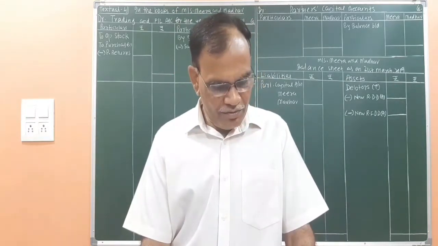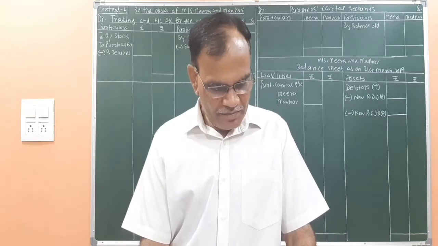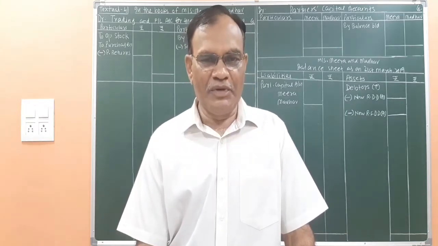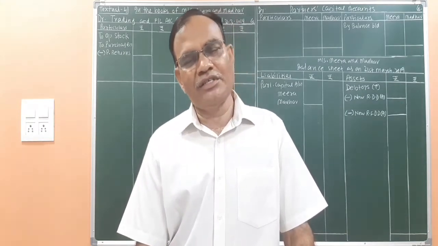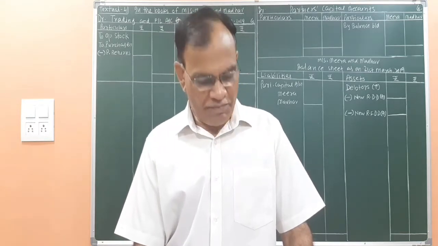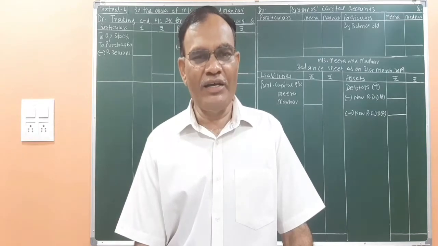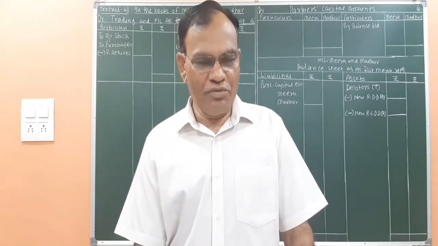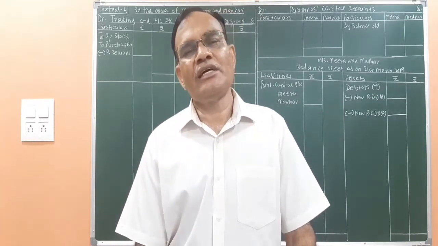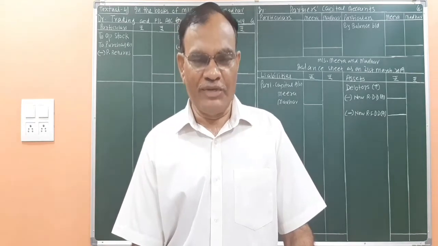Then value of land and premises on 31st March is 1 lakh rupees. So we will see whatever is the difference, that will be our depreciation. And outstanding expense, printing and stationery 500, that we are going to add to the expense, and second effect we will show on the liability side.